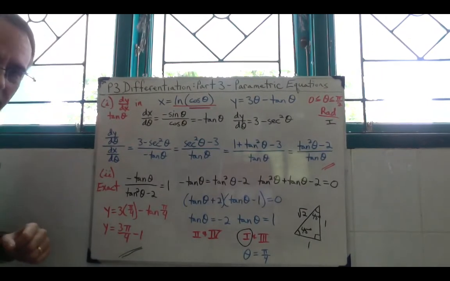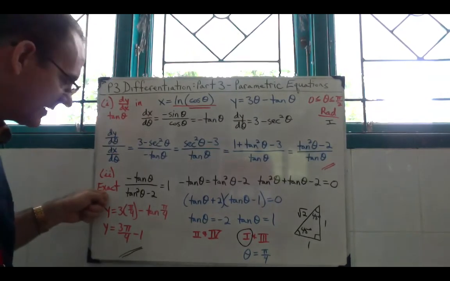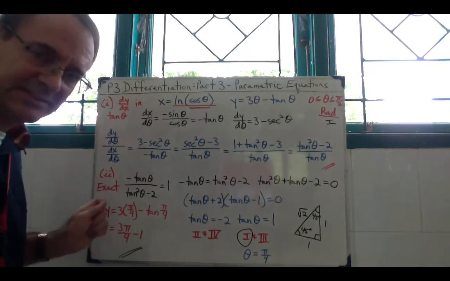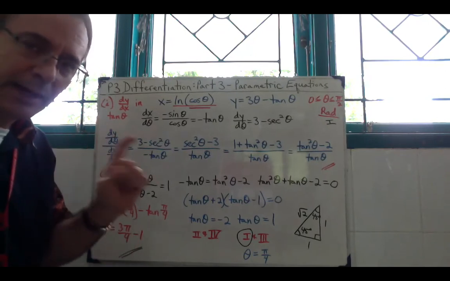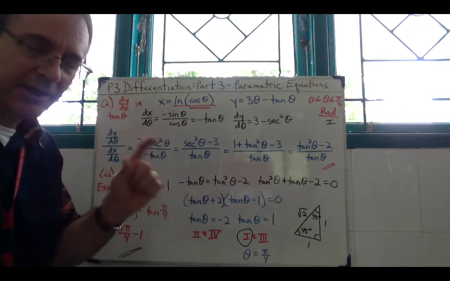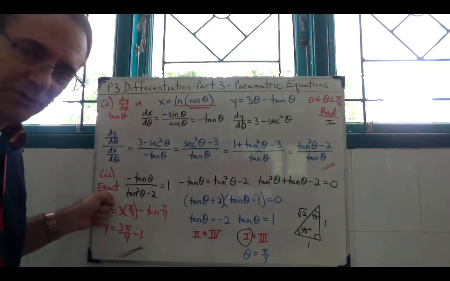Then the second part of the question was to find the exact value. So remember, exact means no decimals. You keep pi, you keep radicals, whatever it is, you keep it, but you don't turn it into a decimal.